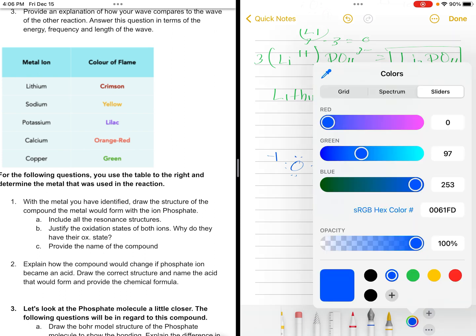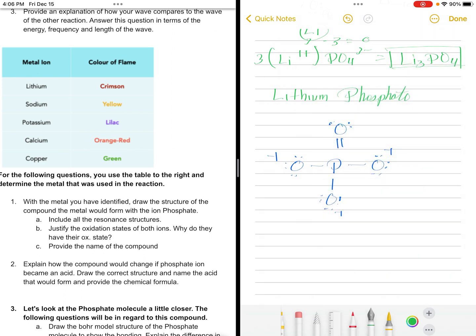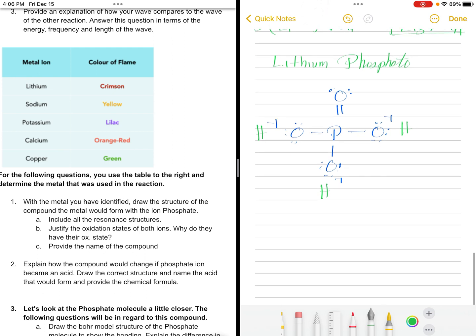If hydrogen was to bond to the phosphate, you would have a hydrogen bonded here, a hydrogen bonded here, and a hydrogen bonded there, right? The only difference between this compound and the other one is that now it's with hydrogen. But it's exactly the same, guys. Now, this is the structure for the acid that would form with the phosphate ion.